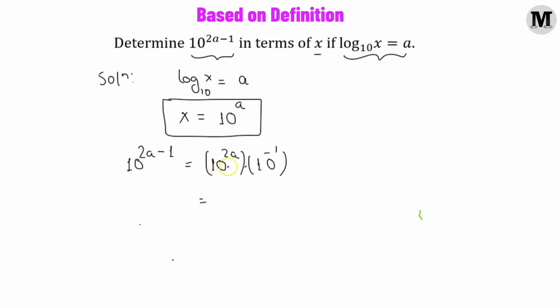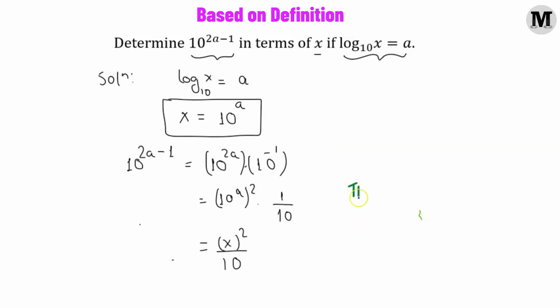Now 10 raised to the power of 2a can be rewritten as 10 raised to the power of a whole raised to the power of 2. And we have 10 raised to the power of negative 1, so this is 1 over 10. Fine. Now 10 raised to the power of a, that we have already obtained, this value is x. So we have x whole raised to the power of 2 divided by 10. So therefore, this is the final result.